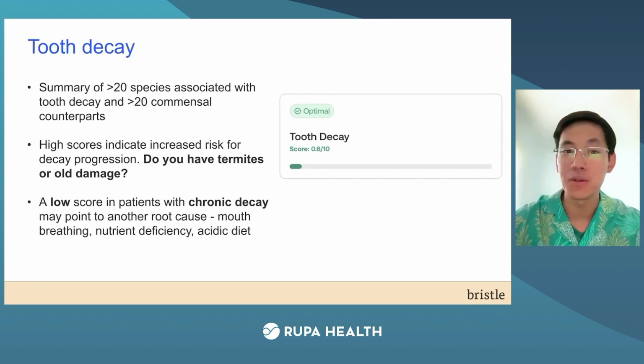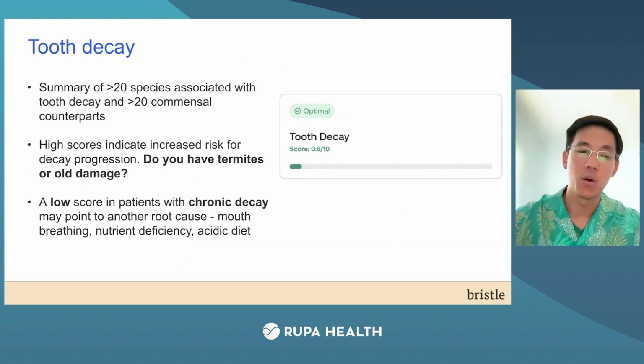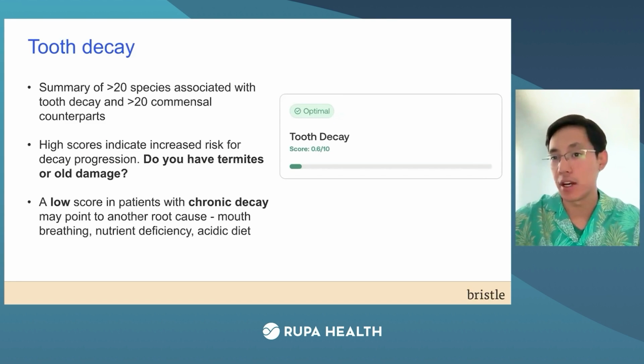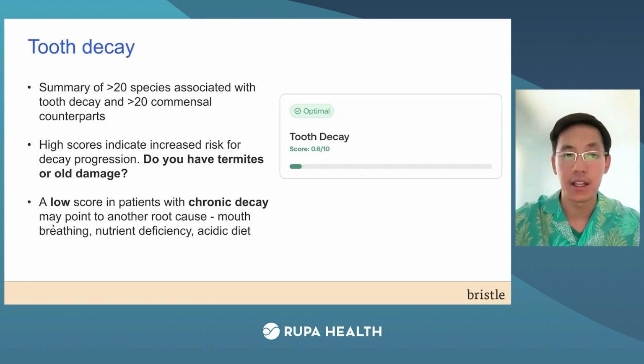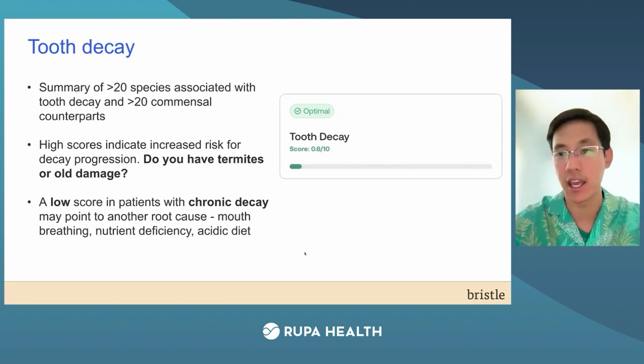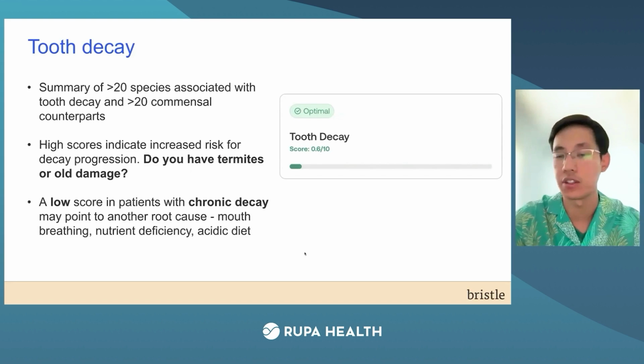And the analogy that we use now is, do you have termites that are constantly eating your teeth? Or is this just prior damage that you actually don't have to worry that much about and that will repair itself over time? Because you don't have any termites. And so on the opposite end, actually, if you have low scores and you have chronic decay, it may point to other issues, nutrient deficiencies, poor diet, or even mouth breathing.